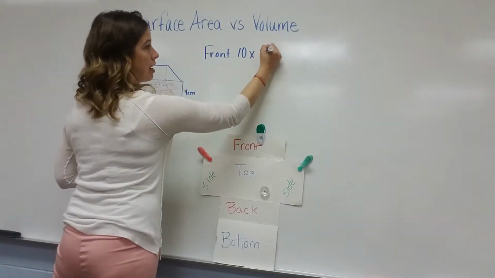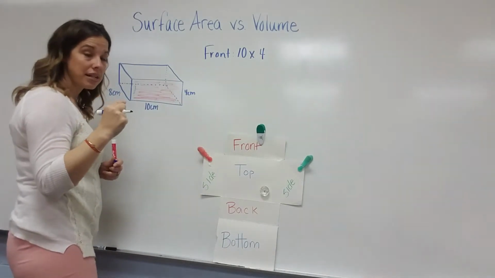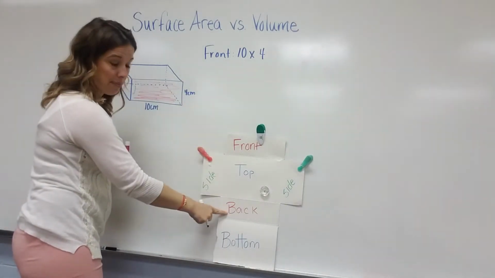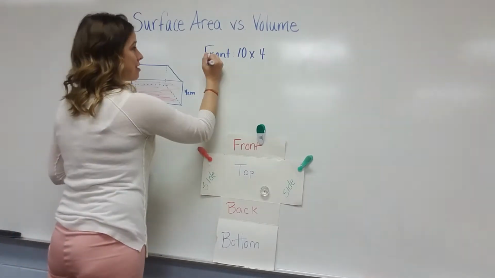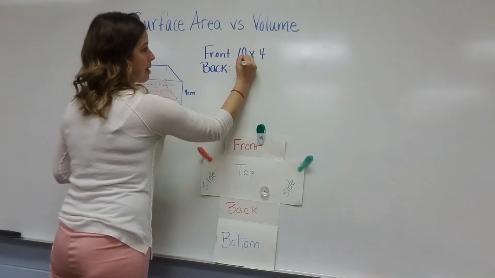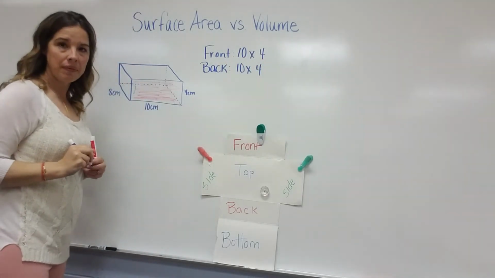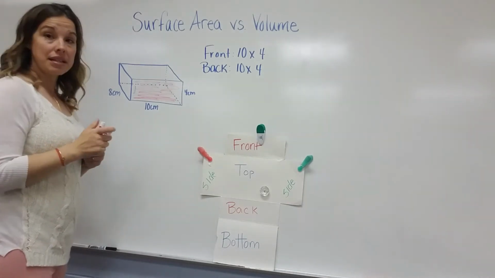So my front is 10 by 4, okay? Now, what I say, my front and my back are equal, right? So if my front is 10 by 4, that means my back is 10 by 4, okay? So now, let's go on.